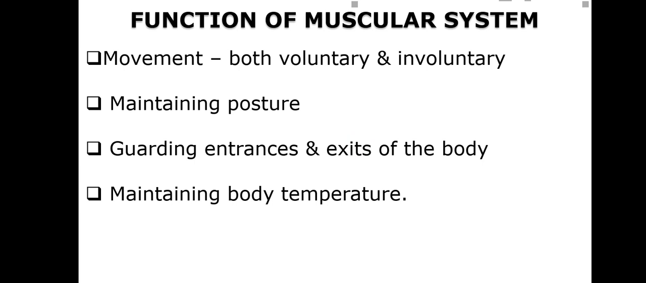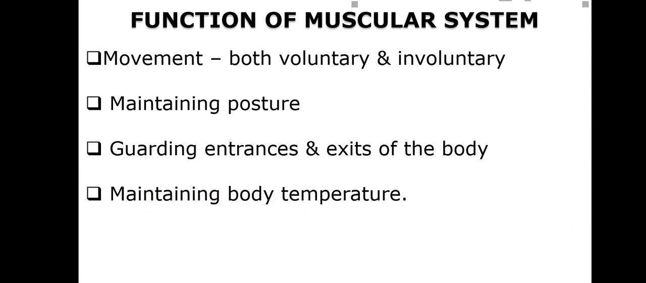Even when you want to void or urinate, there are sphincter muscles that help you to control when you want to start and when you want to stop voiding or urinating. There are sphincter muscles that are involved. So, as I was saying, they help in guarding the entrances and exits of various parts of the human body. Apart from that, these muscles also help in what we call maintaining body temperature.